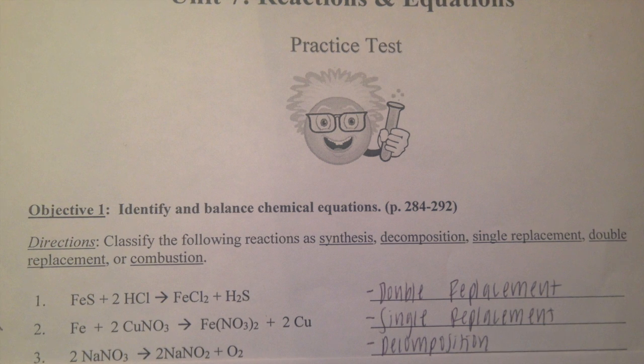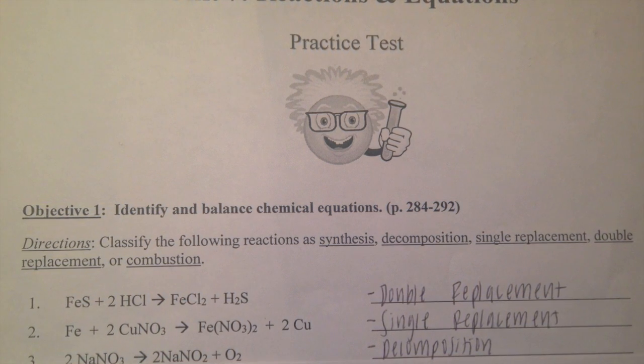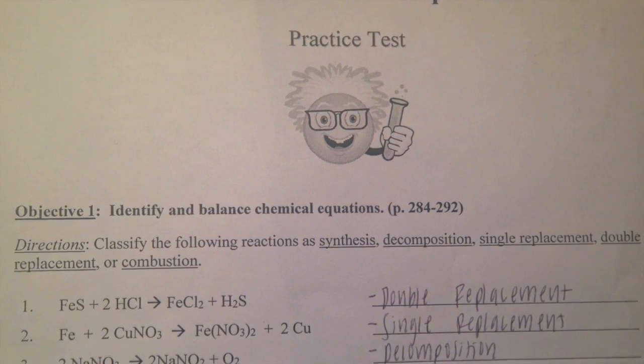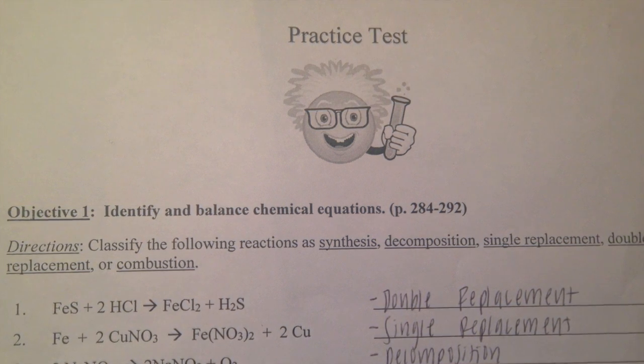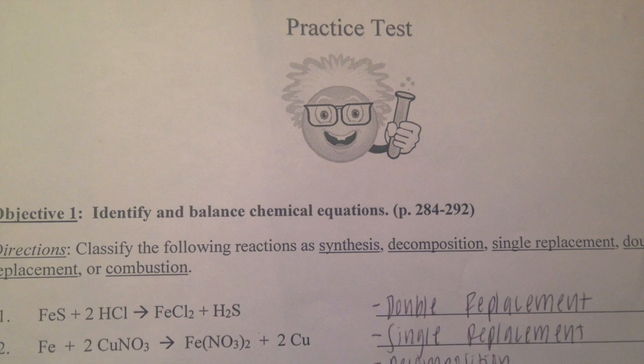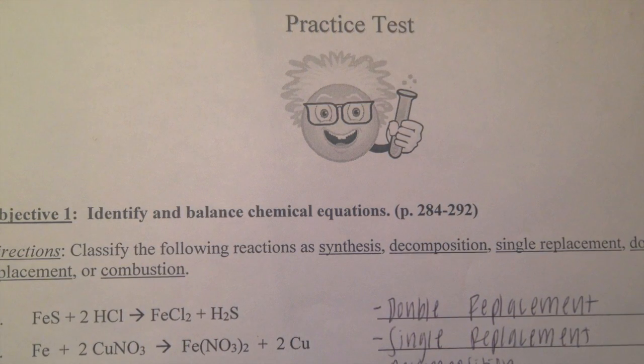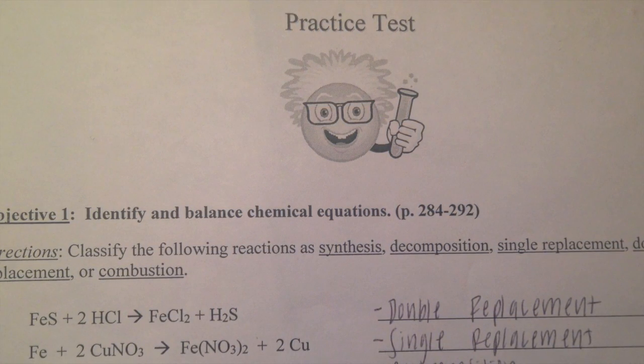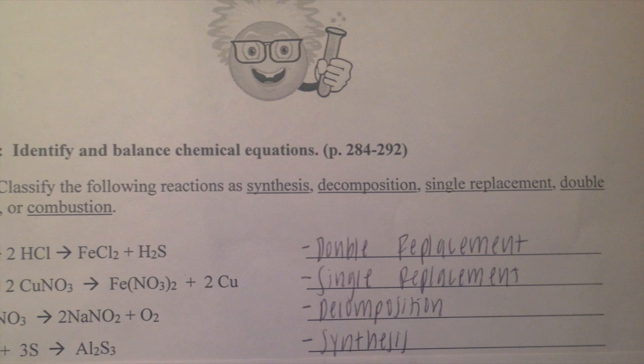For number 3, you have a metallic nitrate in NaNO3 yields NaNO2 plus O2. So anytime you see that O2 on the side, you know that's decomp, and you see that the element is losing an oxygen. So NaNO3 decomposes into NaNO2 plus O2.